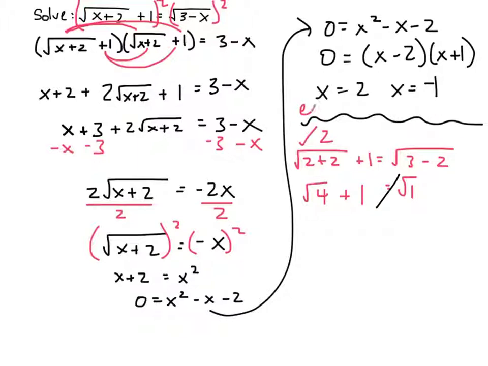Wait, how is it 3? What's 3? Square root of 4 is 2 plus 1. Yeah, not 4 plus 1, but the square root of 4, plus 1.